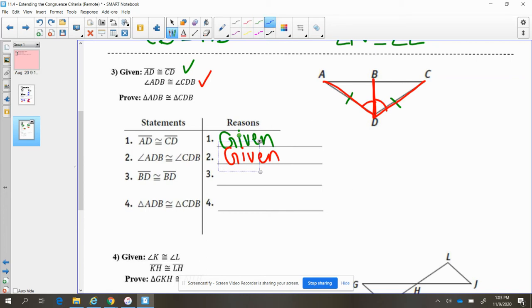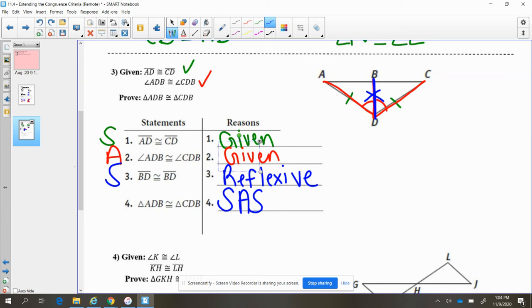Now the next thing is we know that BD is congruent to BD. Anytime something is congruent to itself, I know that that is because of the reflexive property. And now I know I have a pair of sides, a pair of angles, and another pair of sides, so I can prove these triangles congruent by SAS.